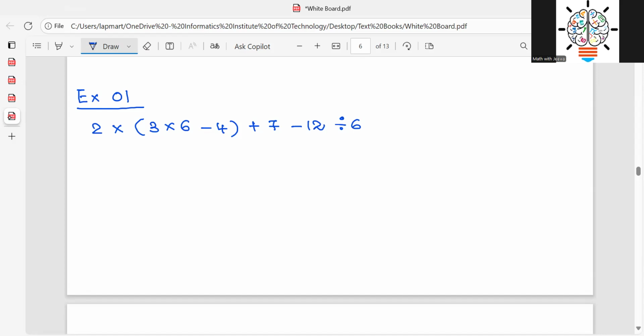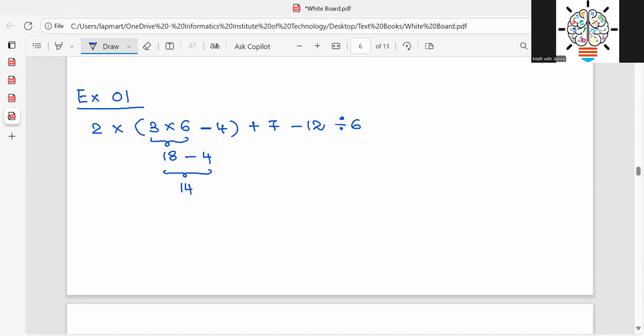Similar to that, here I have the subtraction. According to the order, subtraction count, that is the last math operation. So then can I ignore this subtraction when I come inside the bracket? No, children. When I'm still solving the bracket, that means either I have division, addition, subtraction, multiplication, whatever it is, I want to do it inside the bracket. So it's like this. 3 times 6, 18. Okay. 18 minus 4, 14.